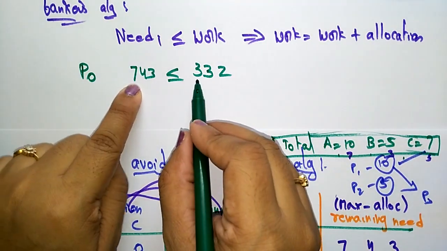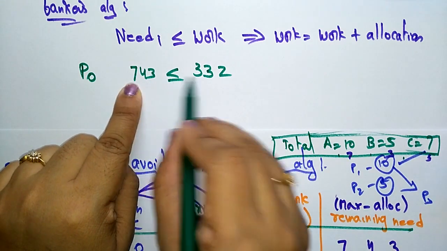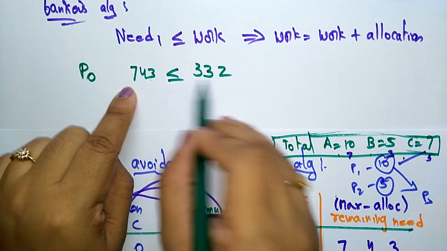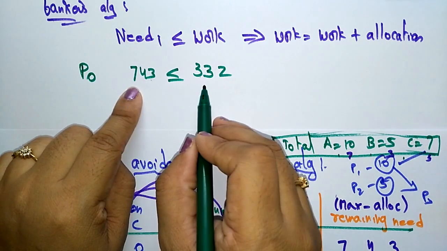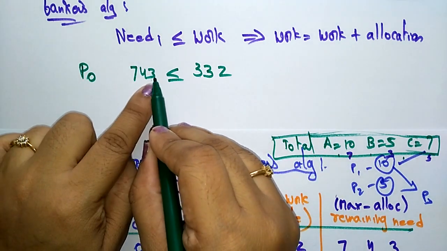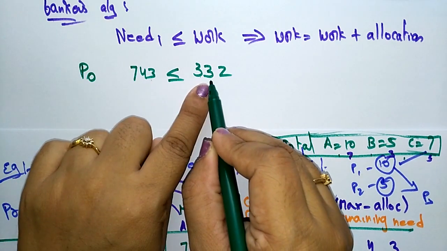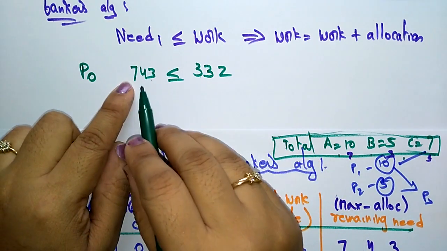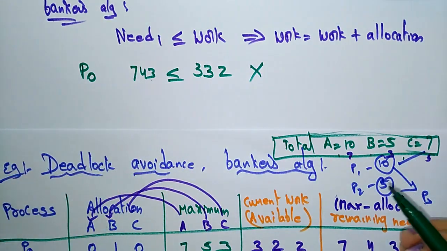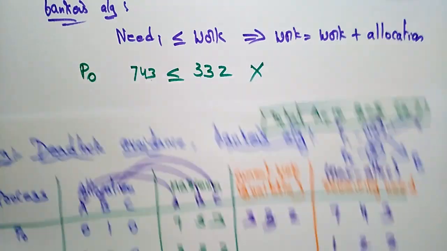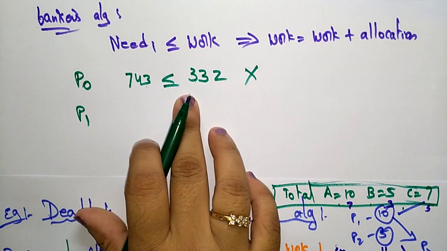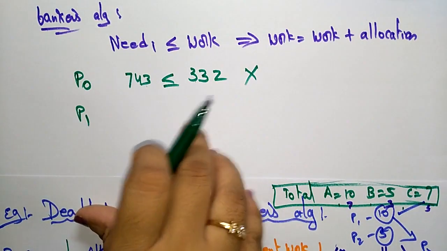So we have to check each resource, not the total. Is 7 less than or equal to 3, is 4 less than or equal to 3, is 3 less than or equal to 2, like that you have to check, not the total value. The total value should not be checked because each resource is separate. So the need of A resource, need of B resource, need of C resource, and the current work of A resource, current work of B, and current work of C. So is 743 less than or equal to 332? No, this is not true. So P0 is not in a safe state. So just go for the next, P1. It means P0's resources are not sufficient to complete the P0 work.